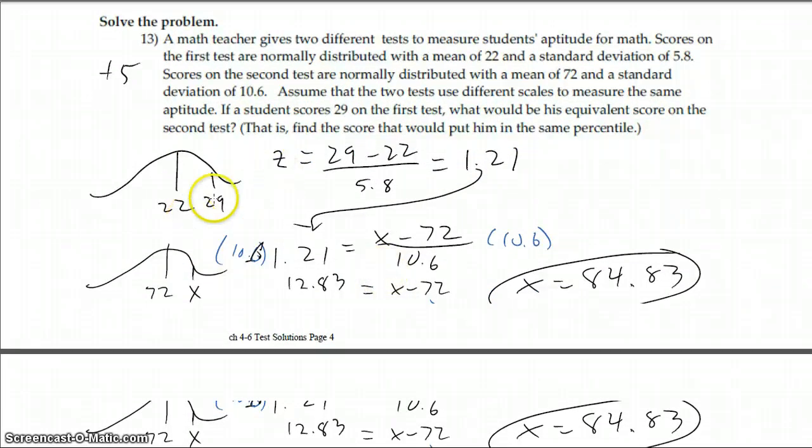On 13, the first part's pretty straightforward. Find the z-score of a 29 if the average is 22. No problem. It's 1.21 standard deviations above the mean. But now they want to know what's the equivalent on this exam. So we don't know that score, but we do know the z-score has to be the same. So we're going to use this 1.21 again. We don't know the score of the test. We do know the average and the standard deviation. So we solve this for x the same way we did the last one. Multiply by 10.6, add 72. So we get 84.83 is equivalent, on this test, to a 29 on that exam. It's the same percentile rank or same z-score.